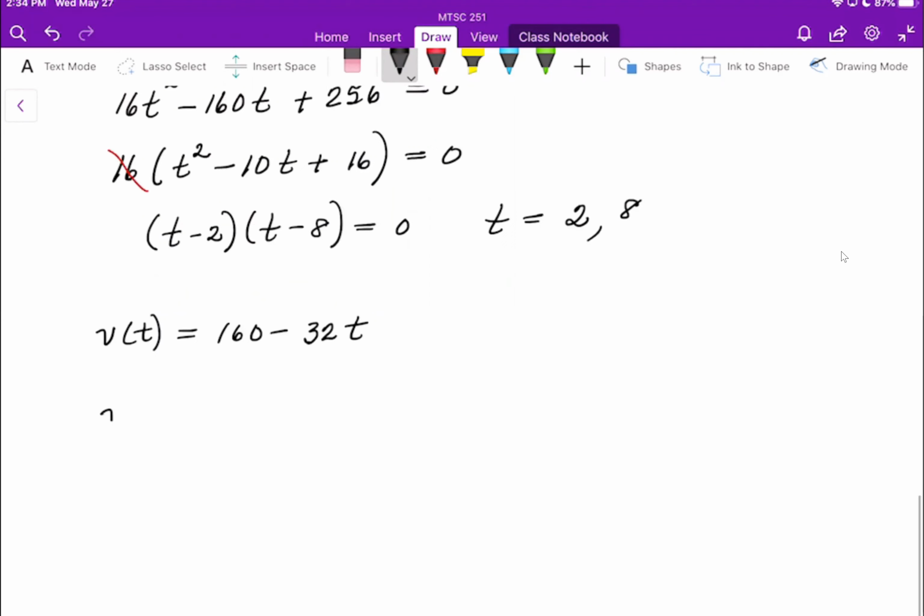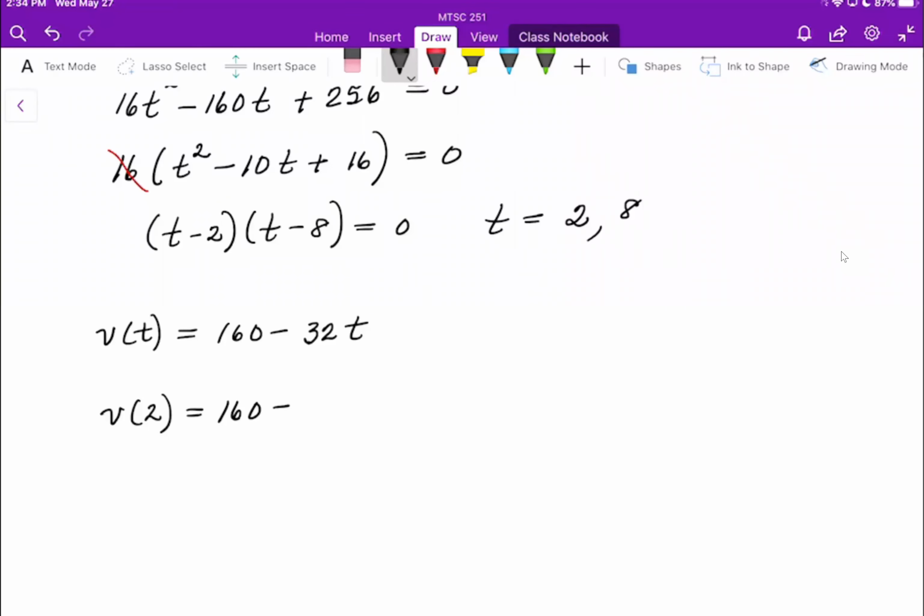So v at 2 is going to be 160 minus 32 times 2, and this is 96 feet per second. And then v at 8 is going to be 160 minus 32 times 8, and that turns out to be minus 96 feet per second. So this is the velocity on the way up, and this is the velocity on the way down.